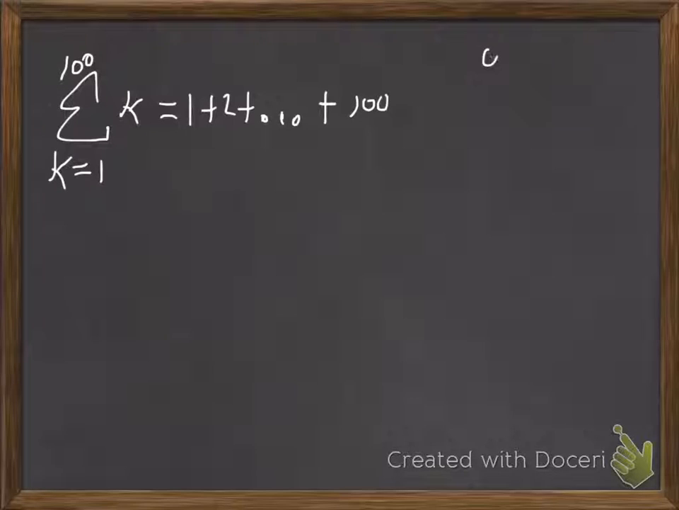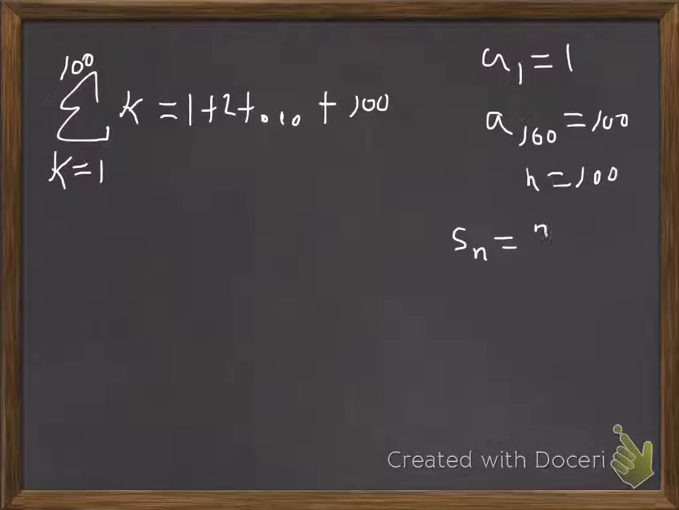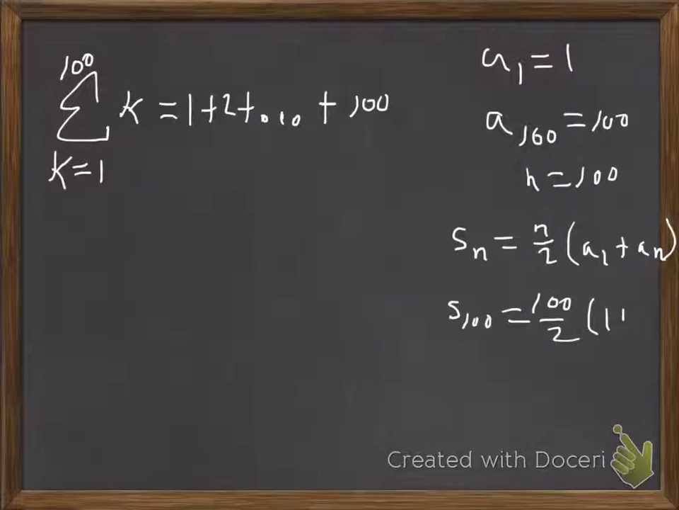Well, this is an arithmetic sum, or sequence, with a first term of 1. The 100th term is 100, and to get from one term to the next, you're just adding 1, so that's your common difference. So this is definitely arithmetic. Our formula is n over 2 times the first term plus the nth term. So S100 is equal to 100 divided by 2 times 1 plus 100, and we did do this example in class, maybe not with the summation notation. That gave us 5050.